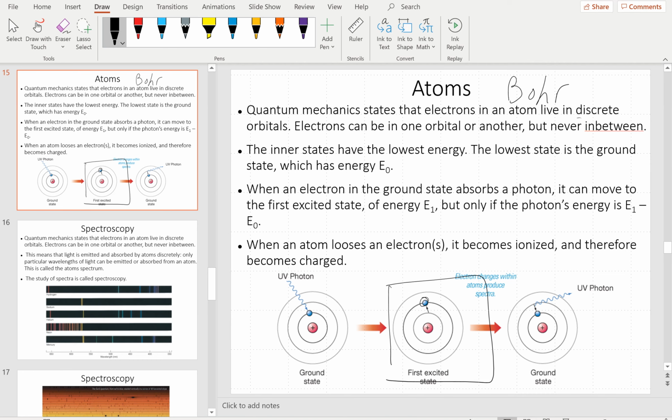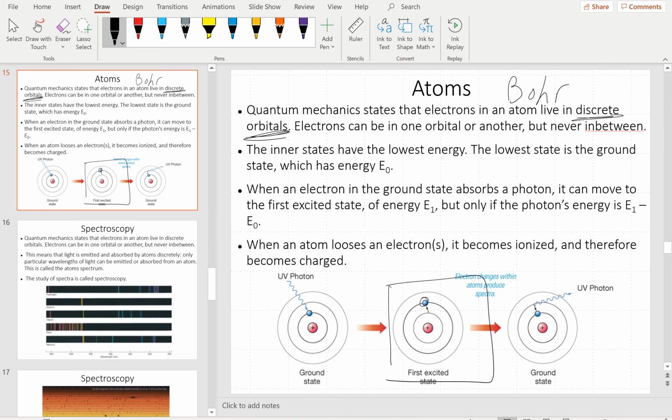By discrete, what I mean is that it's not continuous. There's nothing in between the orbits. This is sort of like currency. You either have 1 penny or 2 pennies or 3 pennies. You don't have 1.5 pennies.